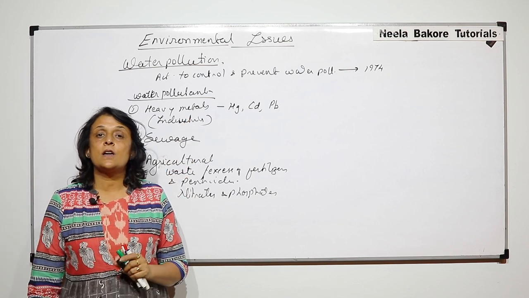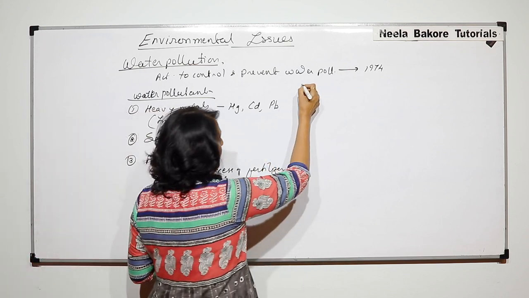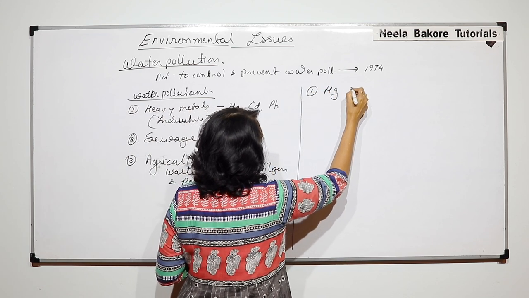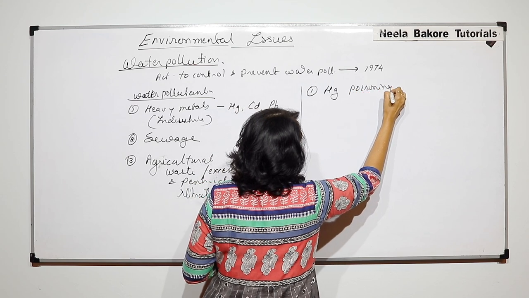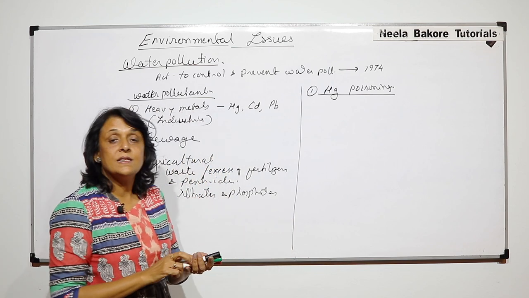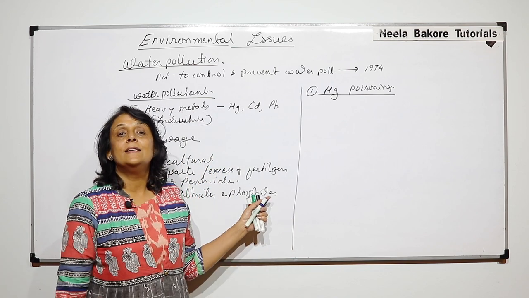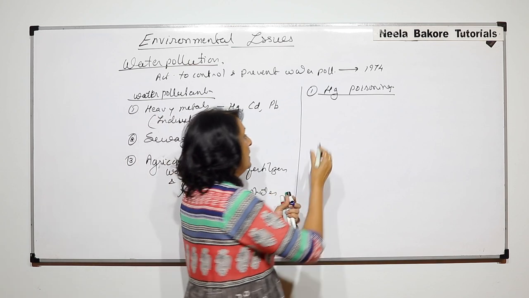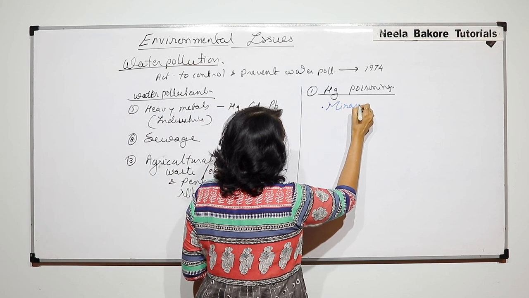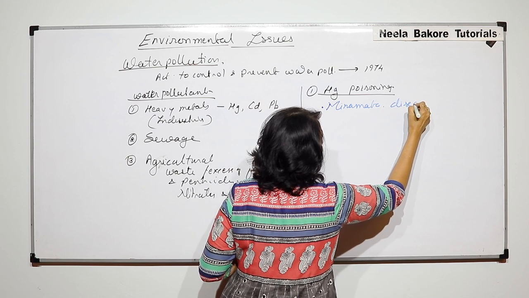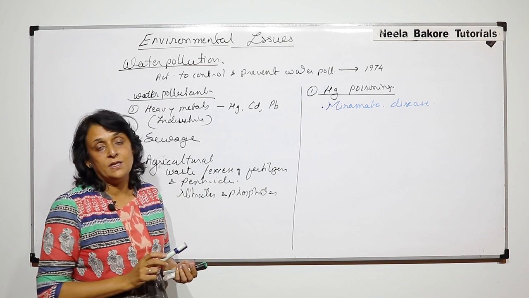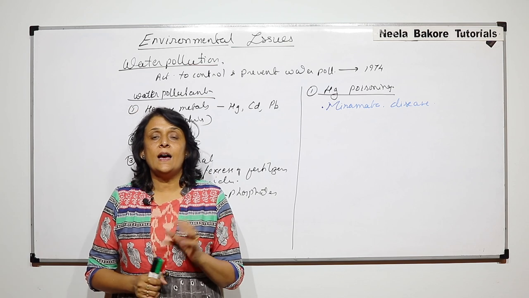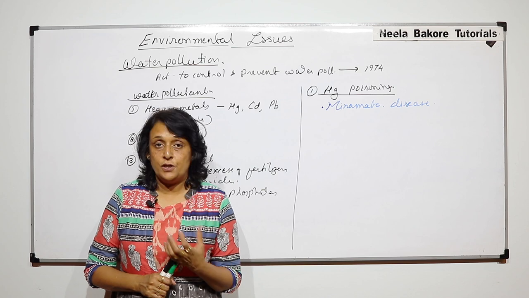Now these heavy metals which are coming into the water body from various sources, they're going to affect in various ways. So suppose we talk about mercury poisoning. There is a classic example of this, and the disease which is caused because of mercury poisoning is also named after the same. It is called Minamata disease, which is caused due to mercury poisoning. Minamata is a place in Japan. It is called Minamata Bay. This area is known for capturing of fish or fishes.